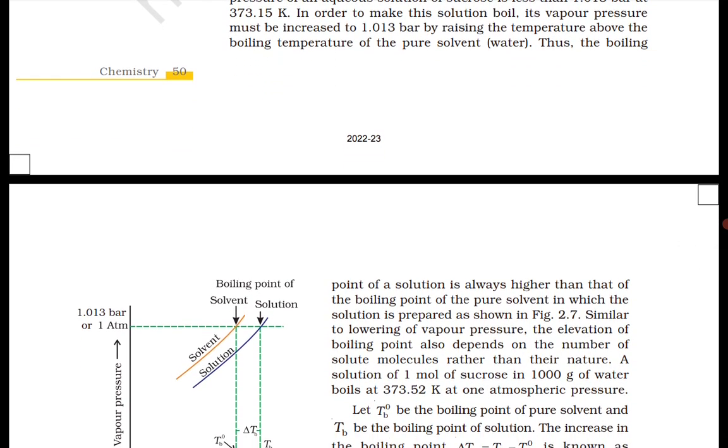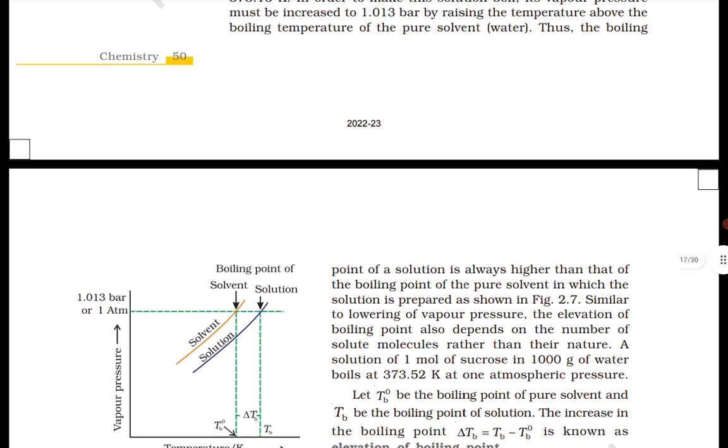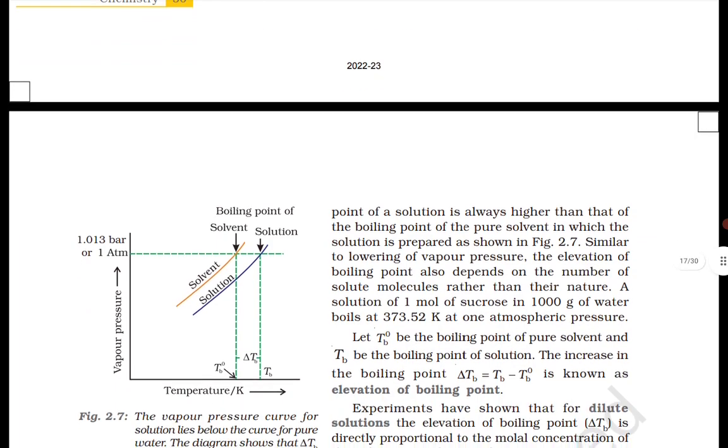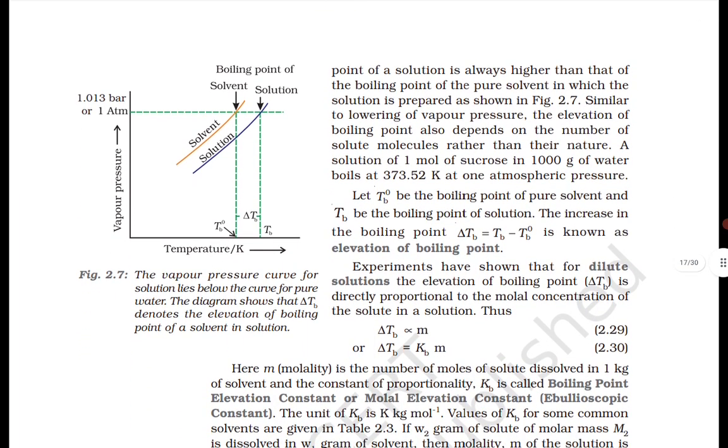In order to make this solution boil, this vapor pressure must be increased to 1.013 bar by raising the temperature above the boiling point of the pure solvent water. Thus, the boiling point of the solution is always higher than that of the pure solvent in which the solution is prepared, as shown in figure 2.7.